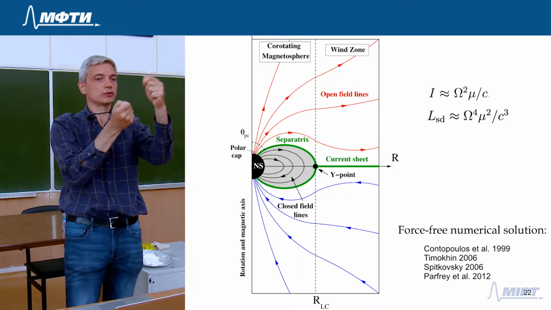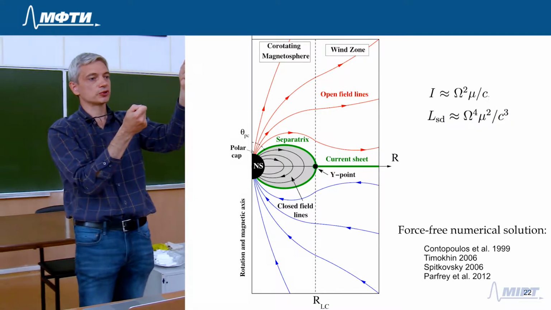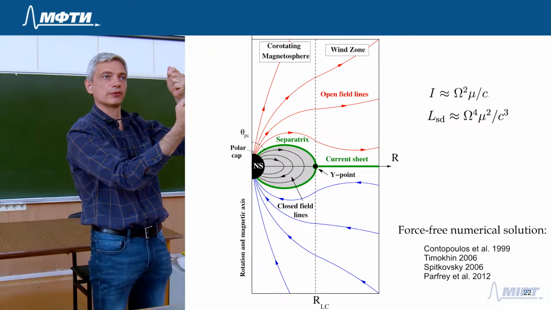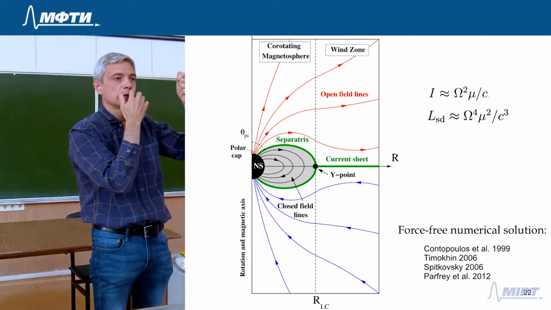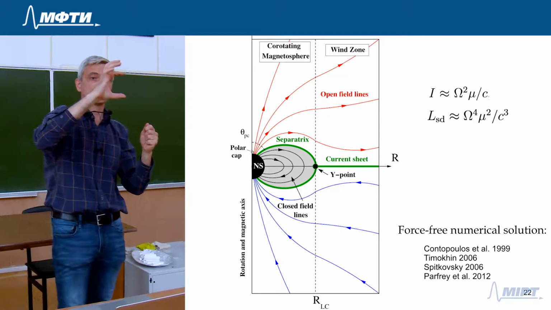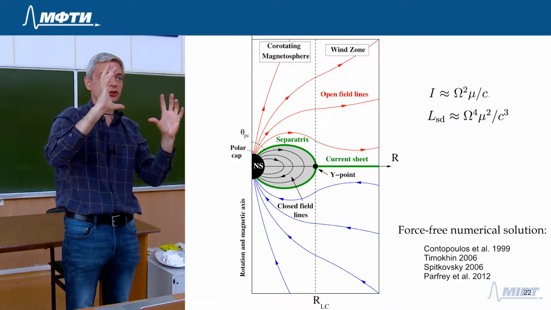So you generate B-phi only if one end of the field line is moving with a different speed than the other end. Then you can stretch it and you generate the phi component of the field. So that's not happening in the closed zone. And these field lines remain with zero B-phi, no electric current. It's like a dead zone, essentially, no activity there.